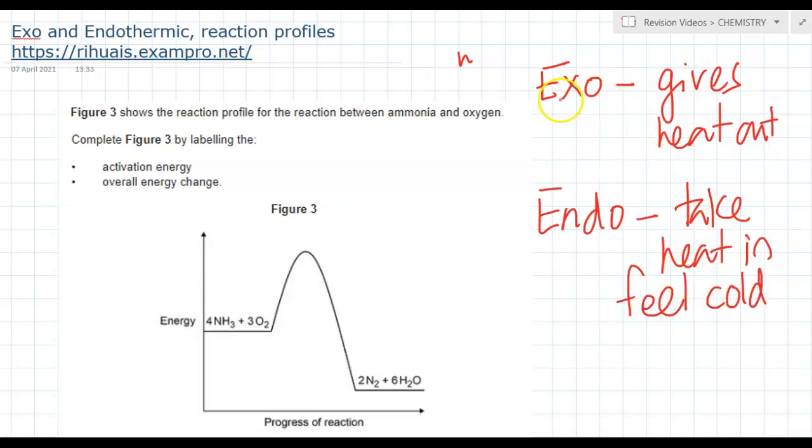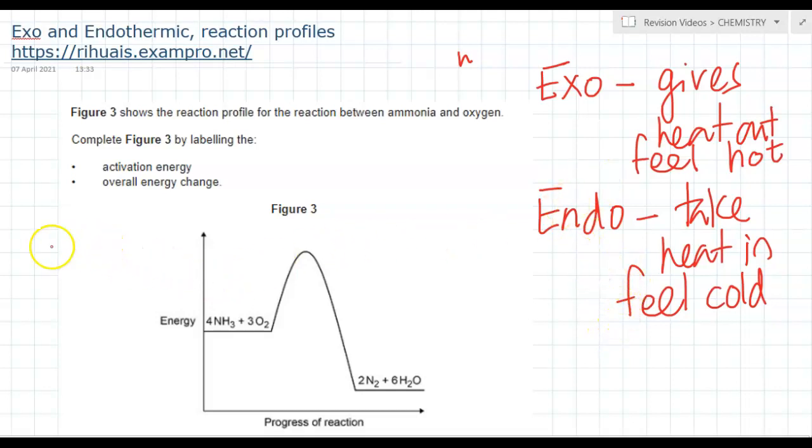Endothermic reactions will feel cold. Make sure you've got that clear. Exothermic give out heat energy. If you were holding a test tube with an exothermic reaction going on, it would feel hot. Endothermic reactions take extra energy from the surroundings and cool the surroundings down. If you were holding a test tube with an endothermic reaction going on, it would feel cold.